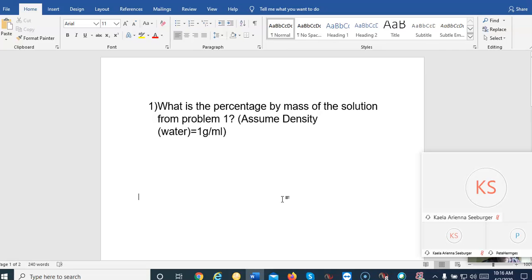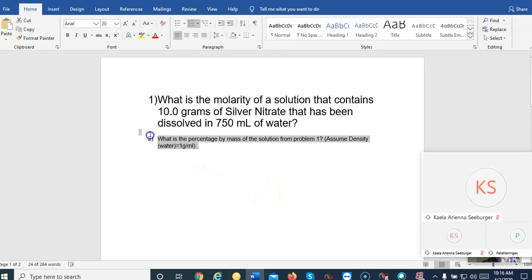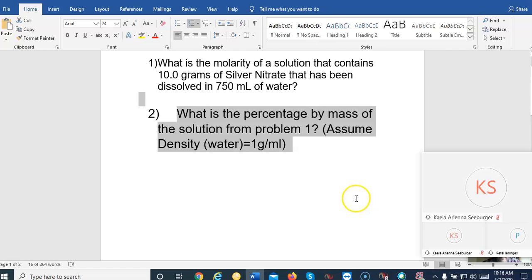Oh, I had to keep the other problem. This one asks you about problem 1. In this one, what is the percentage by mass of the solution in problem 1? So you guys want to try that on your own?